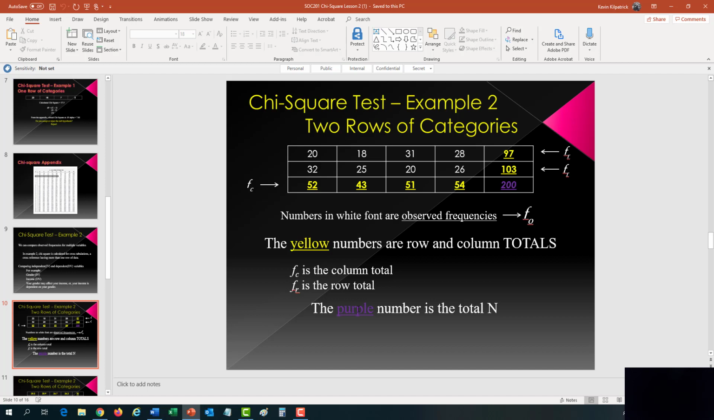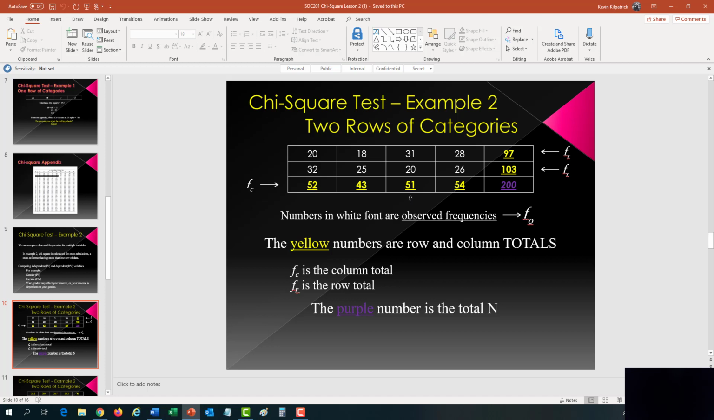Okay, here is another example of figuring out a calculated chi-square. This time you have 2 rows of information. And here I have the descriptions. The numbers in white font, these 8 numbers, are the observed frequencies, exactly like the last problem that just had 1 row of data. But we need more information here. The yellow numbers in this table are row and column totals, right? Like 20 plus 32 equals 52.